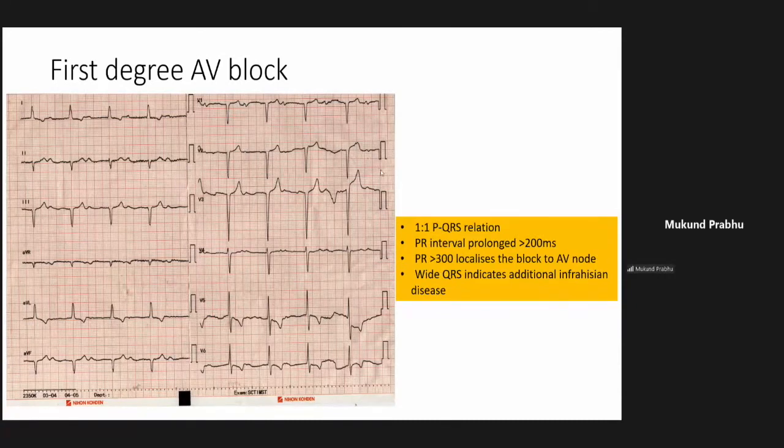And if you have a PR interval more than 300 milliseconds, it's almost always sure that the level of the block is the AV node. Odds for that is described in the original paper as 39. And if there is a wide QRS, it indicates additional infrahisian disease in the form of His-Purkinje system or bundle branch block involvement. So this is a classical example of first degree AV block localizable to the AV node. Usually the proximal blocks have a better prognosis than the distal blocks like infrahisian disease.